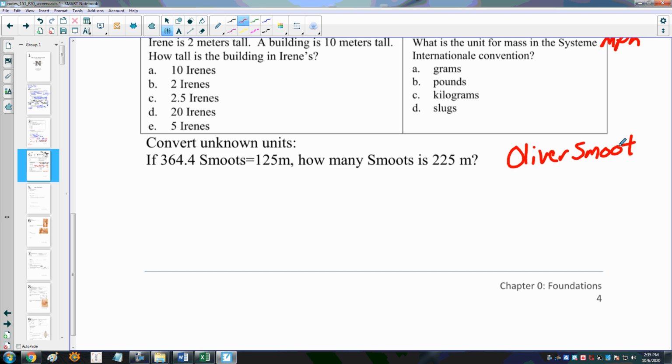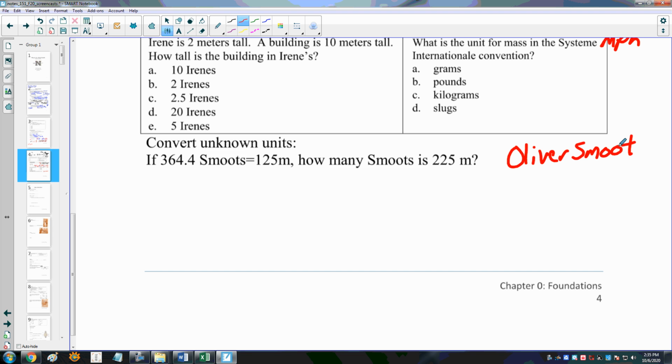And if you go to that bridge today, you see the measurements of Oliver Smoot's height laid out on the bridge. So every 5 or 6 feet, there's a spray painted mark that shows another measurement of Oliver Smoot. And it's something like 264.5 smoots to cross this bridge.